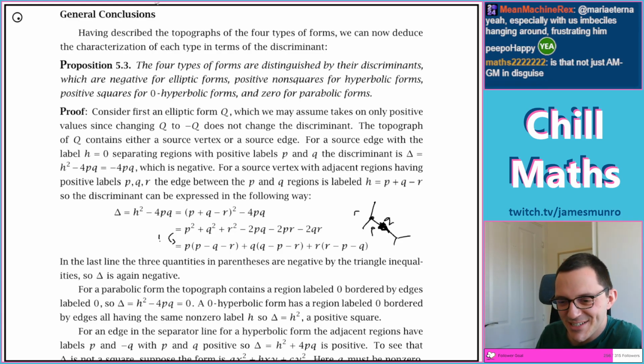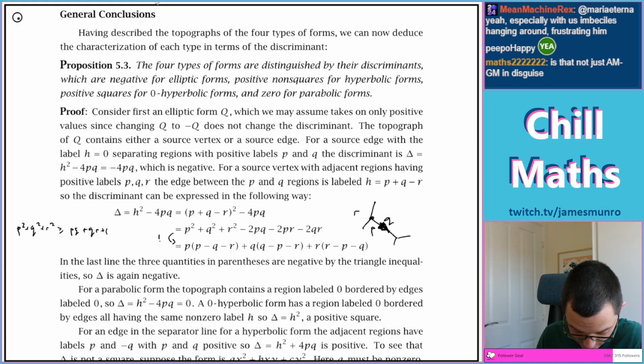Could it just be AM-GM in disguise or something like that? It almost looks like the rearrangement inequality, except the rearrangement inequality would tell you that p squared plus q squared plus r squared is greater than or equal to mixing them up, I think for positive numbers, maybe. And this result is actually that p squared plus q squared plus r squared, if they're the sides of a triangle, is less than or equal to twice this stuff, so it bounds it.